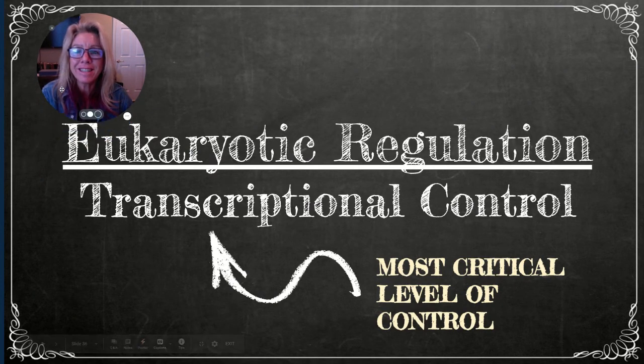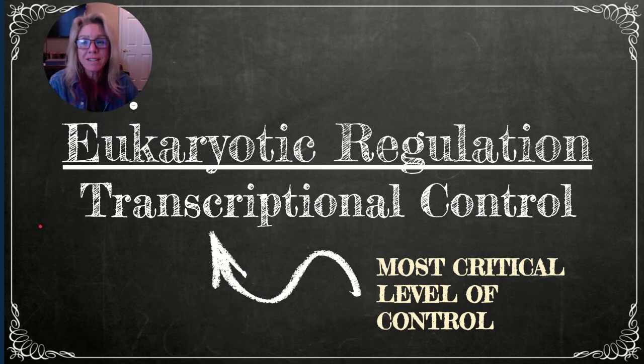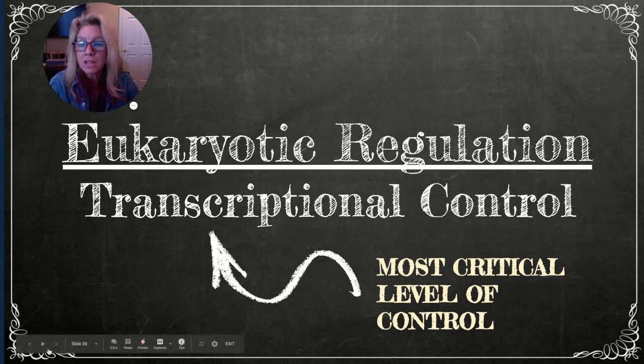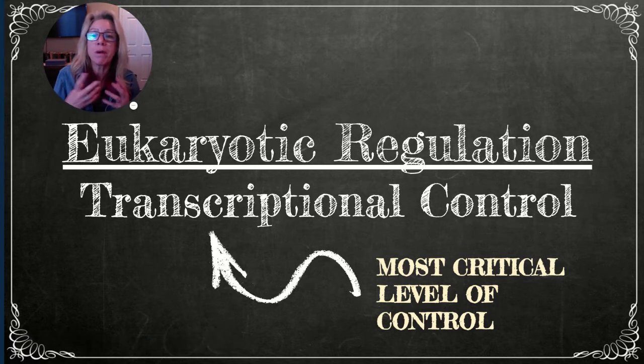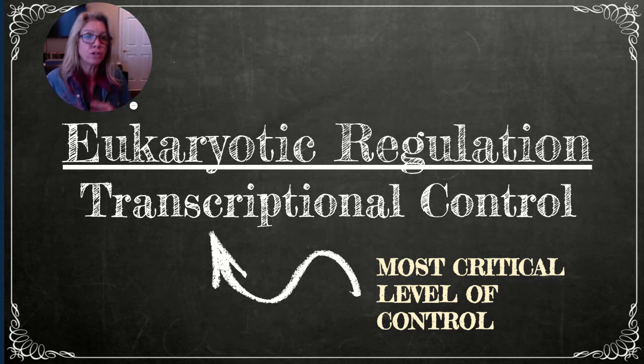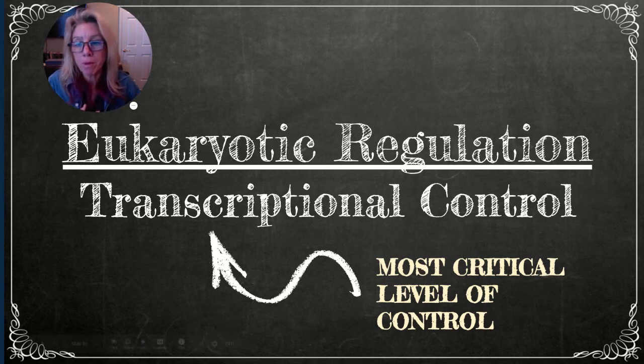Okay, that brings us then to number 2, still in the nucleus. This is transcriptional control, and this is the most critical level of control. So on your notes, you want to add that in, most critical level of control. So remember, we're not dealing with operons, what we learned about with prokaryotic cells. It's more about transcription factors helping RNA polymerase just bind to that promoter.